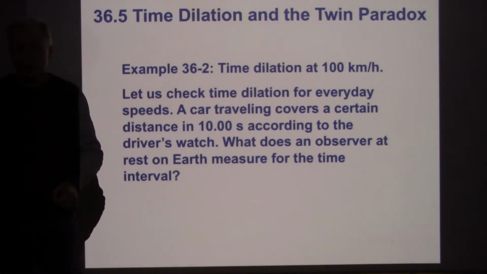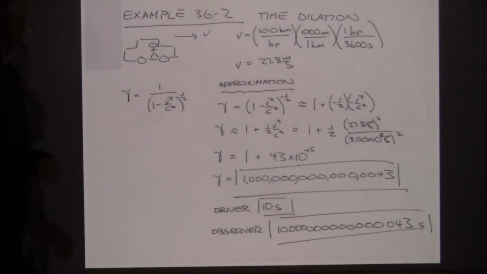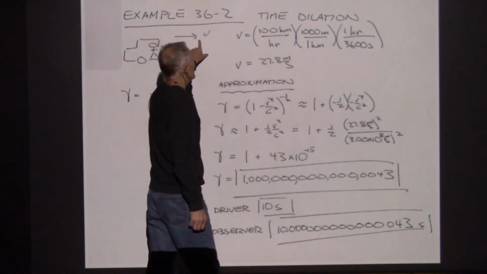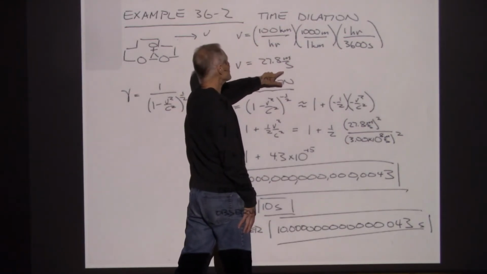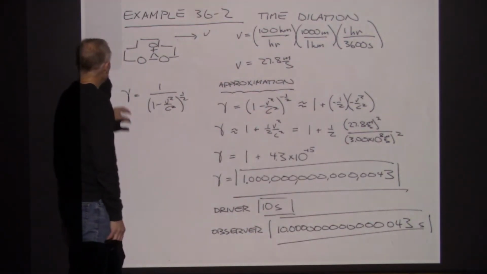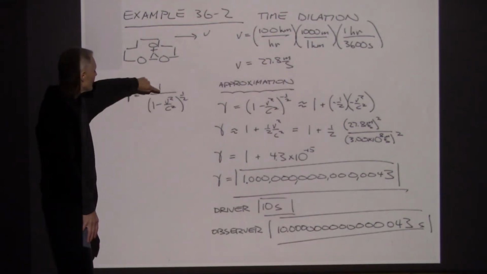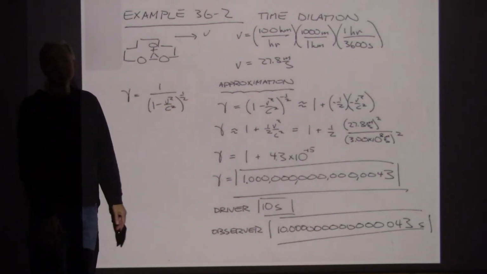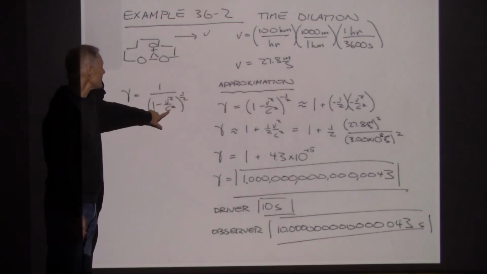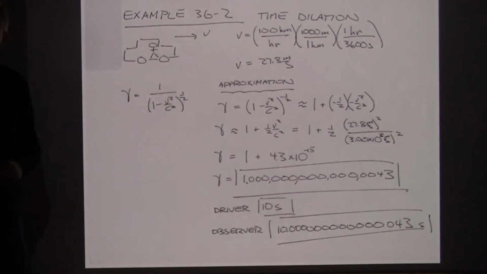Okay, so let's try this example. What happens if we have a car going at 100 kilometers per hour, that works out to be 27.8 meters per second, no big deal. Well, let's see what gamma does. The v here, the 27.8, is tiny, tiny, tiny. And c here is huge. c is 300 million.